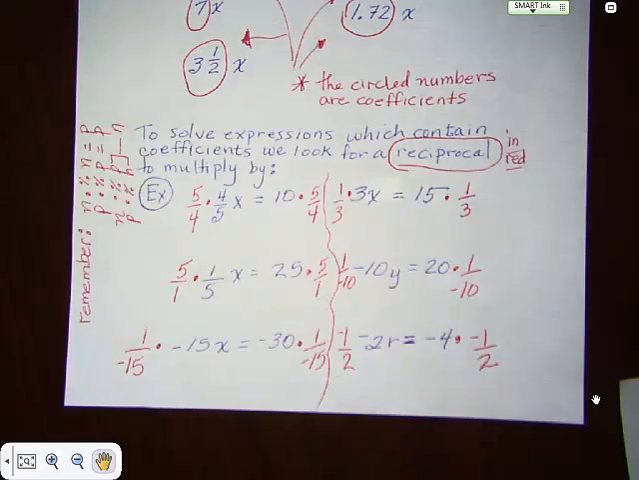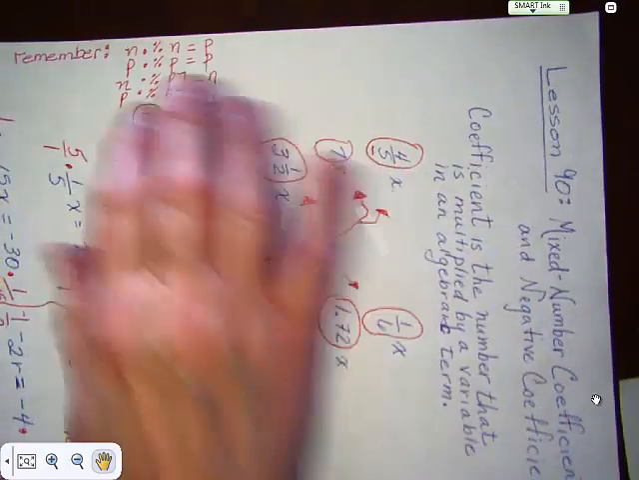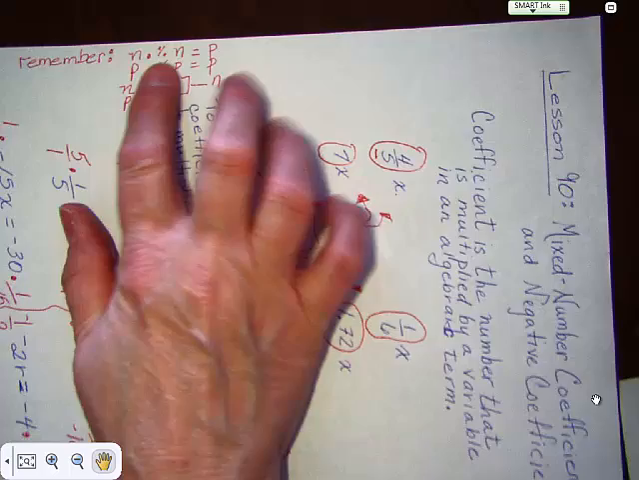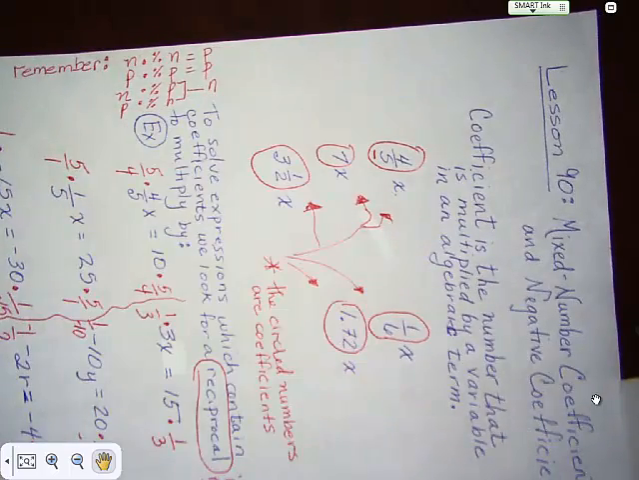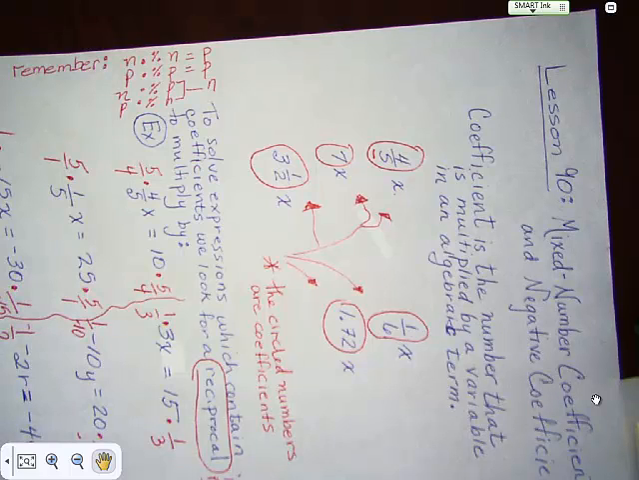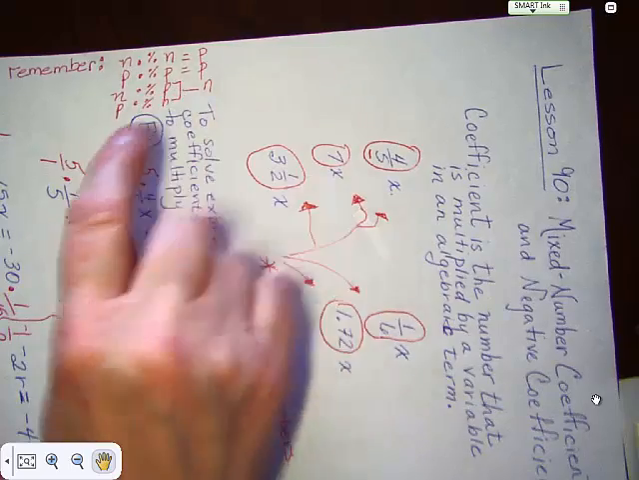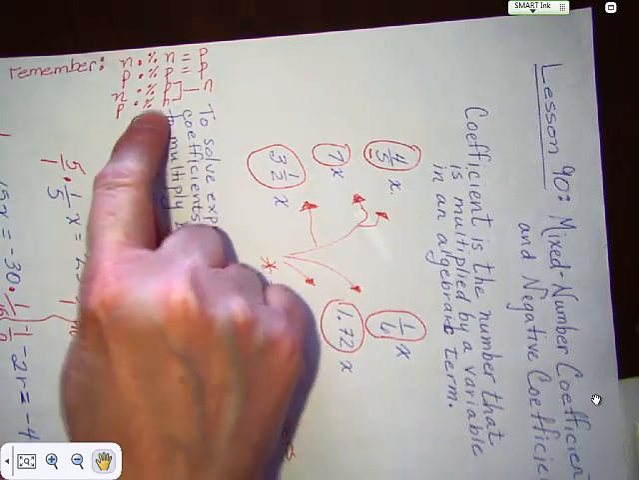And you just have to remember, don't forget your rules on negatives and positives. A negative times or divided by a negative is a positive. A positive times or divided by a positive is a positive. A negative times or divided by a positive, or a positive times or divided by a negative will be a negative.